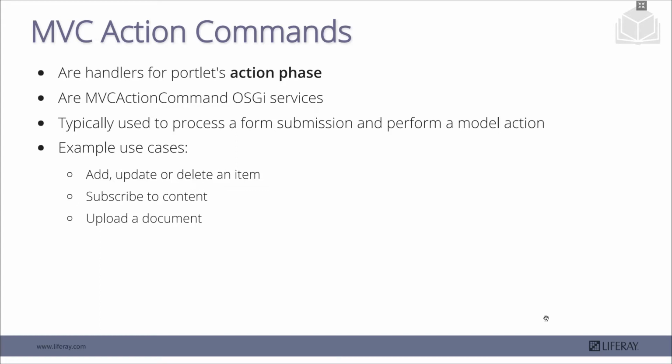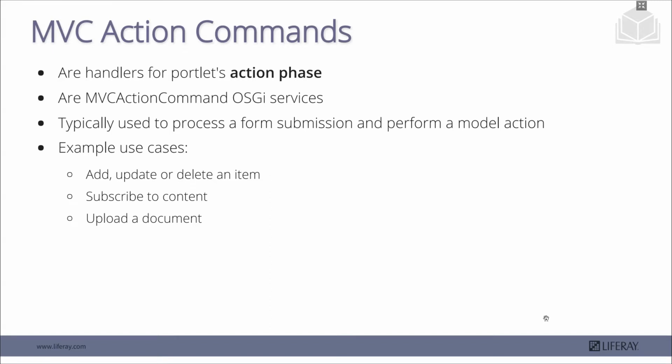The action command is used to handle the action phase. When we are creating the MVC action command, we're going to be doing so as an OSGi service, and that service is going to be registered as an MVC action command. Typically when we create one, we're going to be using the superclass BaseMVCActionCommand. We use the action command typically when we're doing some sort of form submission or manipulating our model entities behind the scenes, whether we want to create, update, delete, and so on.